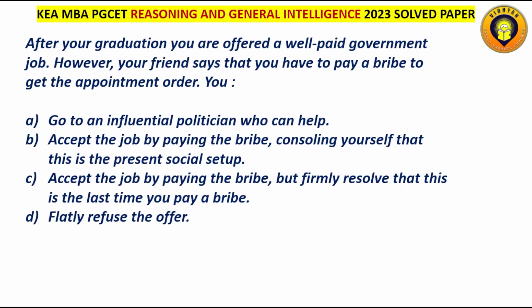After your graduation, you are offered a well-paid government job. However, your friend says that you have to pay a bribe to get the appointment order. Then what will you do? Option A, go to an influential politician who can help. B, accept the job by paying the bribe, consoling yourself that this is the present social setup. Accept the job by paying the bribe, but firmly resolve that this is the last time you pay a bribe. Last one, flatly refuse the offer. So what will you do? And what should you do? Flatly refuse the offer.